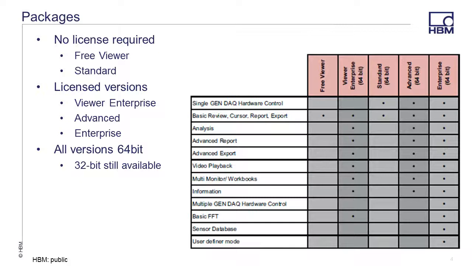Perception Advanced is Perception Standard plus the basic options shown in the table. Analysis gives the user access to the formula database and the ability to do post-process calculations. Advanced Report gives the user both the report sheet within Perception and the ability to create advanced reports with Microsoft Word. Advanced Export expands the number of export formats from 3 to 26. Video Playback allows you to import a video file into Perception and synchronize the playback of the video with the data.